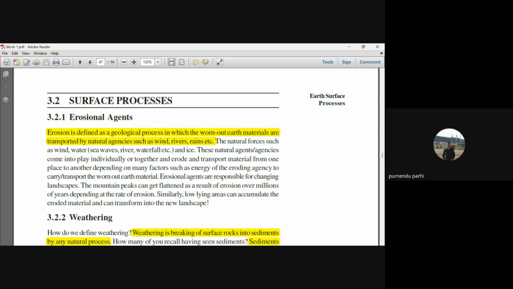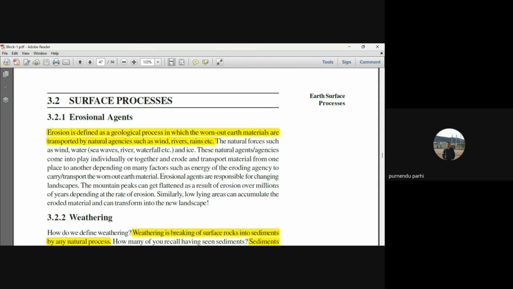So I'm back. So we'll start with unit 3. Unit 3 discusses the surface processes. So one is the erosional agent. Erosion is defined as the geological process in which the worn out earth material is transported by natural agencies such as wind, river, and rain. The natural forces such as wind, water, and ice.